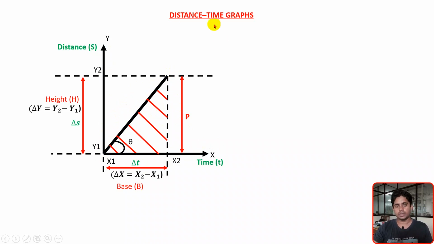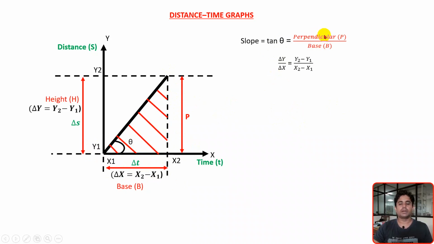Now, in this distance time graph, if I want to find out the slope of this line, how will I find it? Some mathematical concept you know: the angle between this line and this axis is theta. So tan of theta is equal to this perpendicular distance divided by this base. I will take the ratio of the perpendicular and the base, so I can find out the slope of this line.